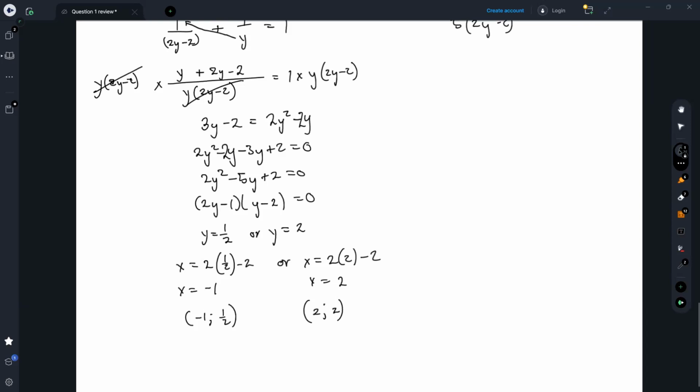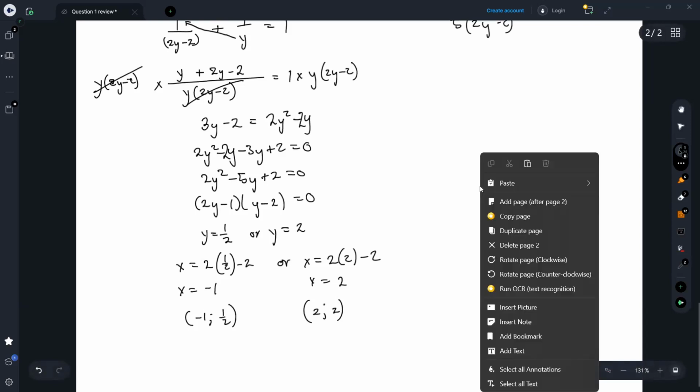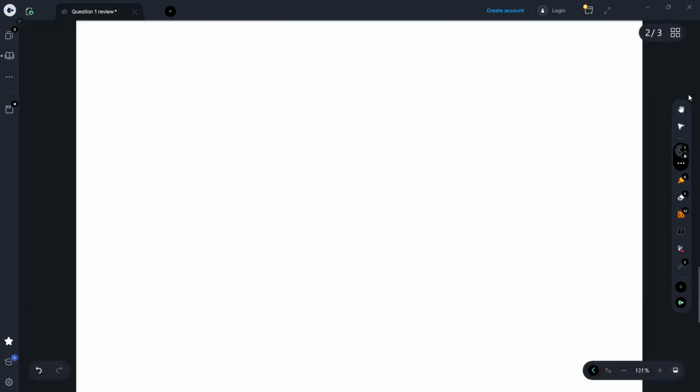Let's go on to 1.3. Let's just add a page here. We have run out of space. So add a page. Excellent.